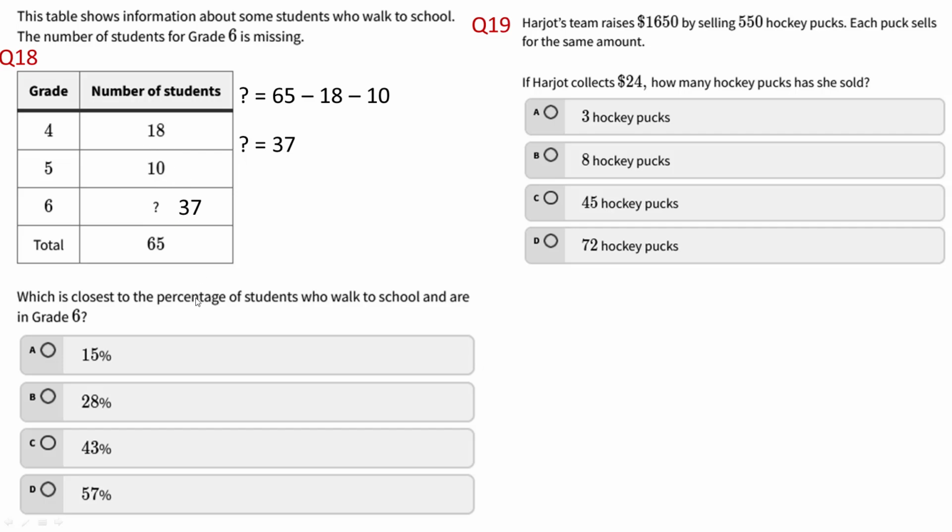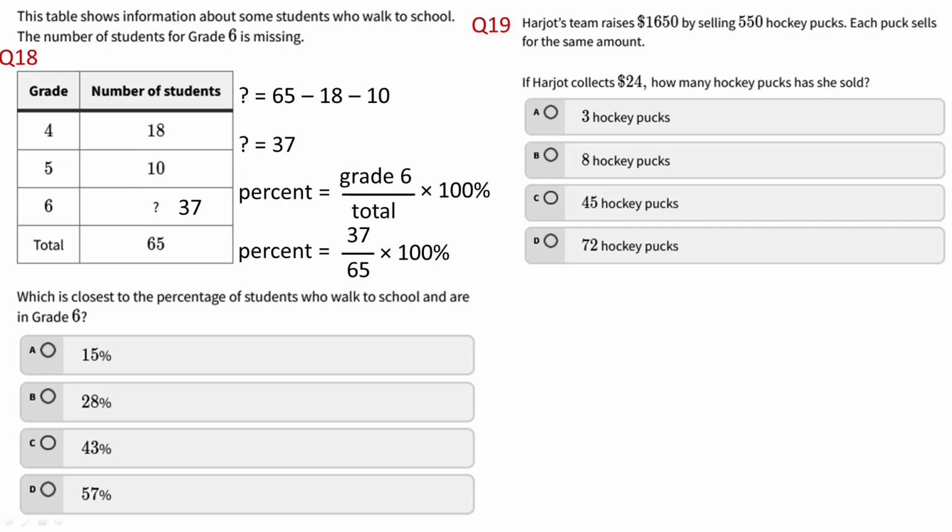So we're asked really what's the percentage of the grade 6 students. So really what percent of 65, the total, is the 37. So to get the percent of something, we would take the grade 6 number divided by the total, and now this only gives you the decimal, and then we multiply it by 100% to change it into a percent. So 37 divided by the 65 total, and of course times 100.